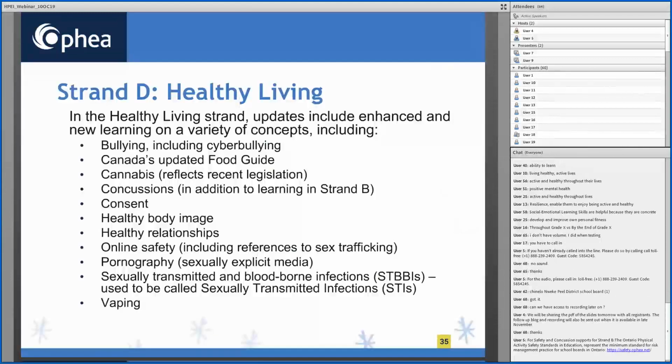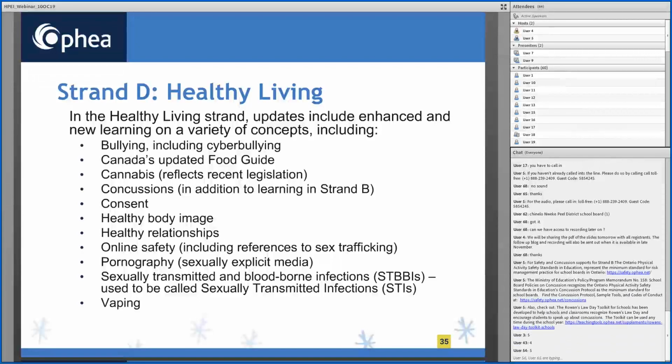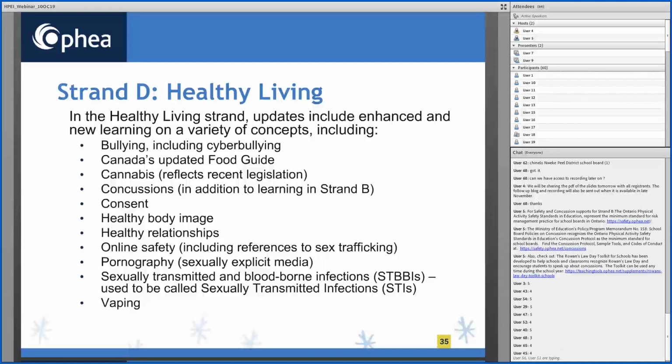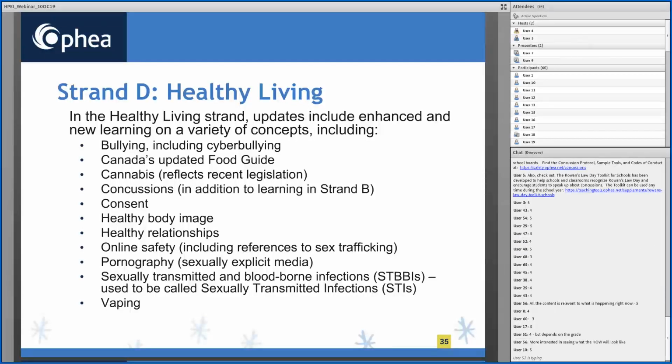Moving on to healthy living, can we just get a sense of how people are feeling with the updates in terms of comfort level? So these are in the healthy living strand, all the updates that have been enhanced or new learning on a variety of concepts. So take a look at the ones that are on the screen here and tell us how you're feeling about your comfort level, maybe on a scale of 1 to 5, where 5 is being the most comfortable, 1 being the least comfortable. I'm seeing lots of very comfortable with the updates, anywhere between 3 and 5. Seems we have a lot of folks with a high comfort level on the webinar, which is fantastic.